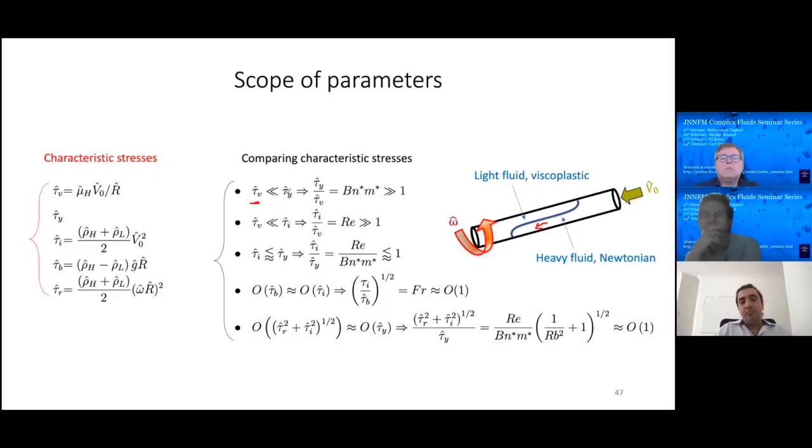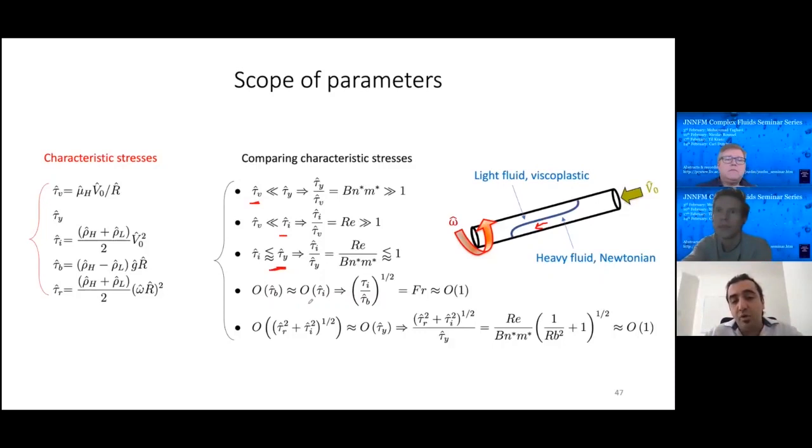So to have the appearance of the static residual layers in the absence of the rotation, we assume that the inertial stress due to the impulse flow is larger than the viscous stress, because we want to understand the effect of the impulse flow on how the displacement changes. But we assume that the inertial stress due to the impulse flow is still smaller than the yield stress, because we don't want to dominate the yield stress.